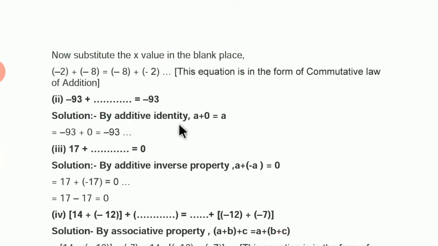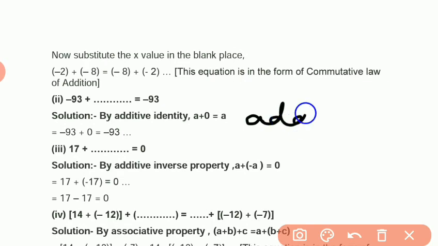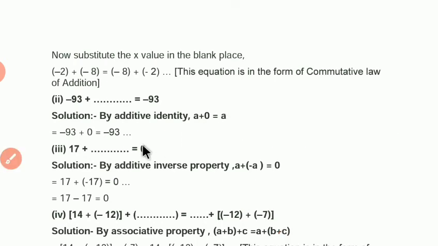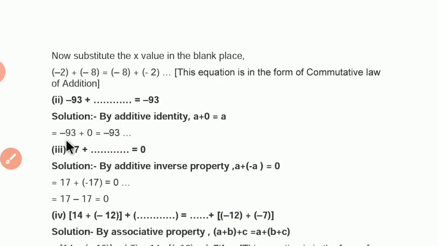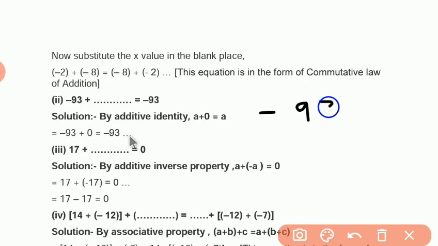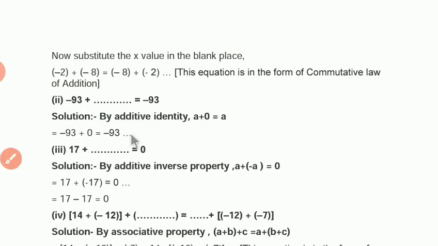And which property is this? It is the additive identity property. It means if we add 0 to any integer, we will get the same integer as the answer. So -93 + 0 is equal to -93. This is also a property of addition of integers.